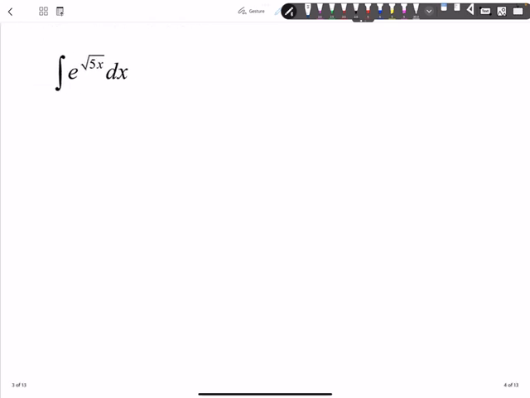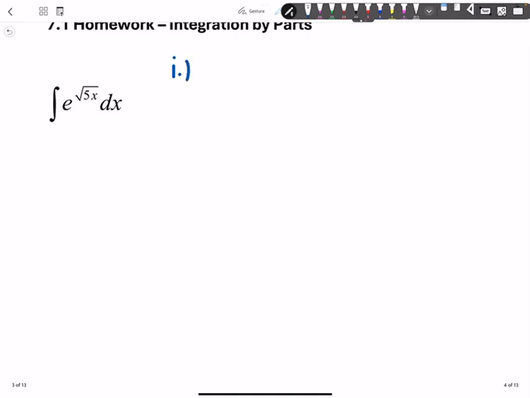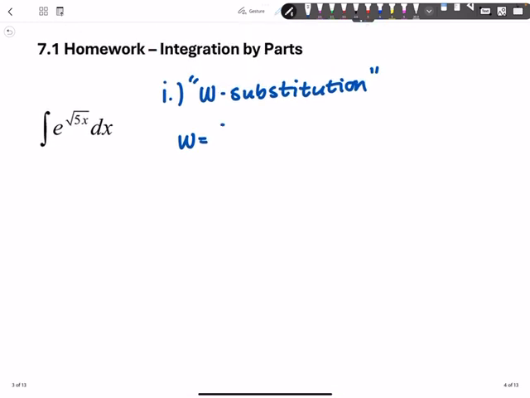So my step one here is going to be W substitution. I'll put that little parentheses there. All right, so I'm going to let W for this problem be equal to the square root of 5x. So that makes dW equal to 1 over 2 times the square root. So the derivative of a square root is 1 over 2 times the square root. Leave the inside alone. Times derivative of the inside is just equal to 5 dx.